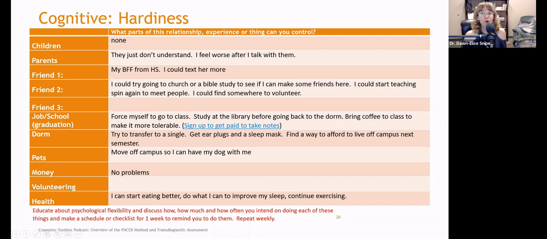With regard to school, what parts of this can she control? Well, she can force herself to go to class. And she's hating it right now. And I think most of us can think back to professors that we had that were just, oh my gosh, it was so challenging to go to class.